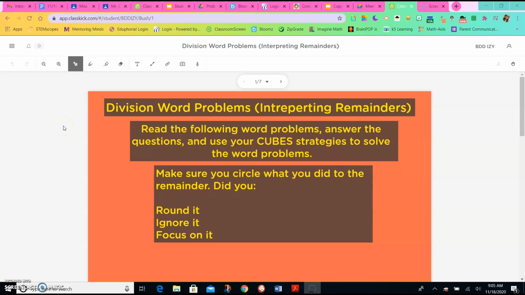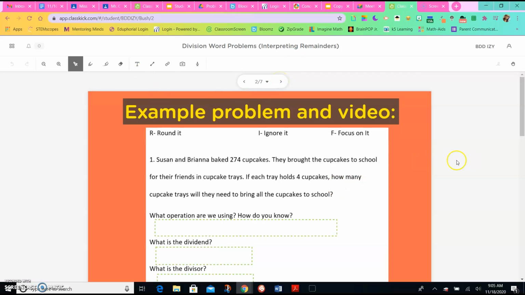Division word problems, interpreting remainders. Read the following word problems, answer the questions, and use your cube strategies to solve the word problems. Make sure you circle what you did to the remainder. Did you round it, ignore it, or focus on it? So slide 2 is an example.